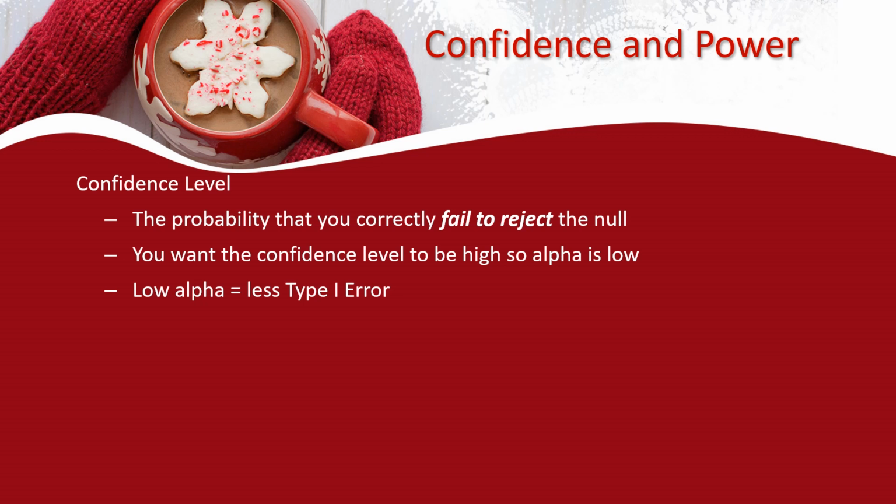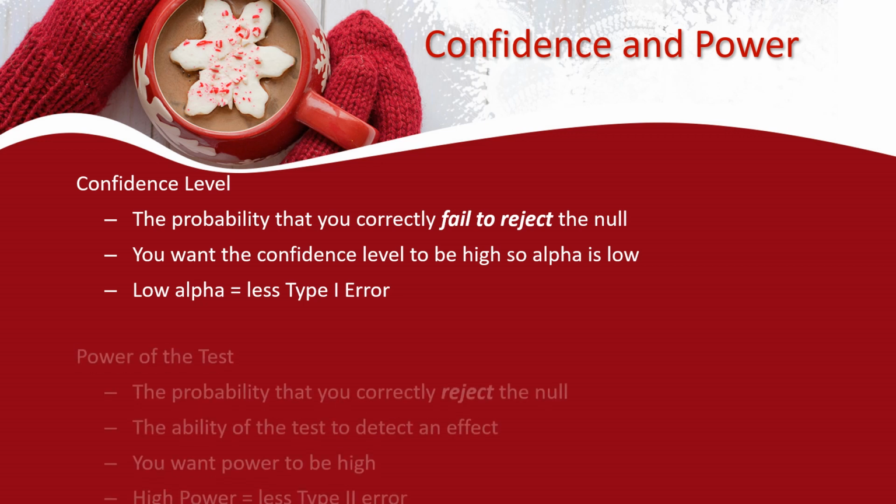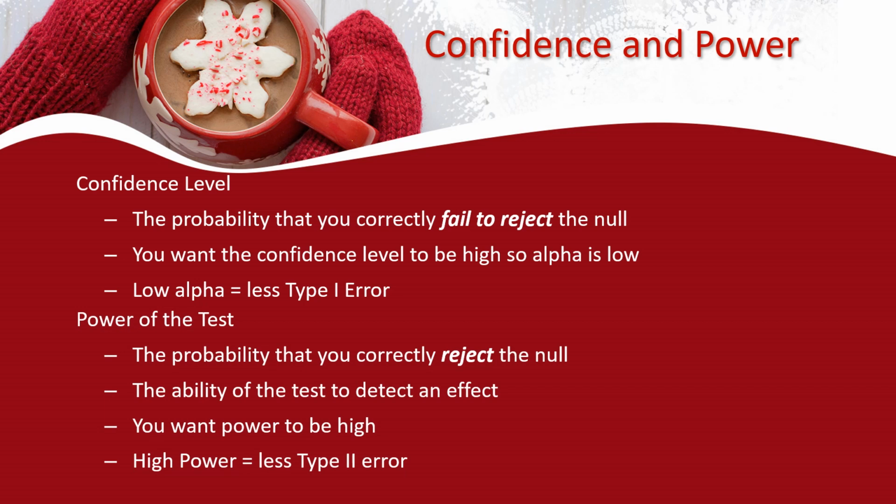We said type 1 error is the mistake that you can make when you take a hypothesis and you decide to reject the null. But what about type 2 error? What happens when you decide that you fail to reject and you're wrong? So there's this other concept called the power of the test. This is the probability that you correctly reject the null. Another way people talk about power is the ability of the test to detect an effect.